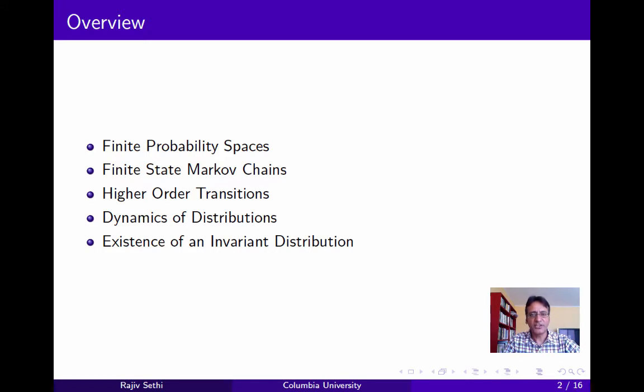We'll see that for any initial distribution over states, a Markov chain can be described as a dynamical system in the space of distributions. And we'll end the segment by thinking about a rest point of this dynamical system, which is referred to as an invariant distribution.